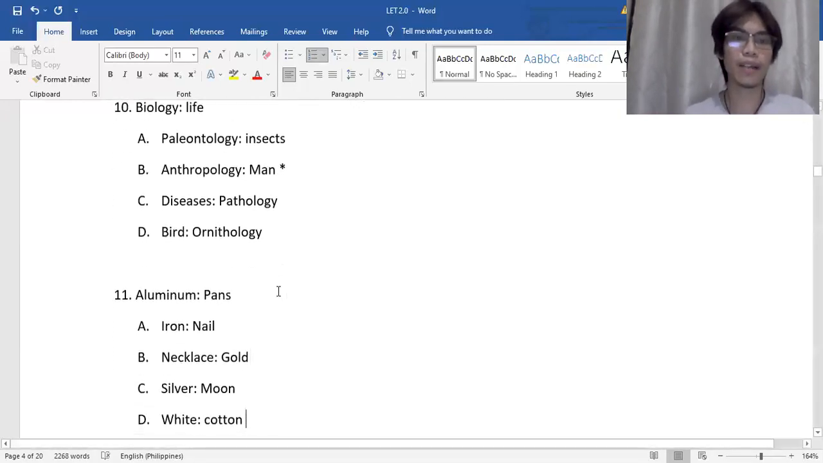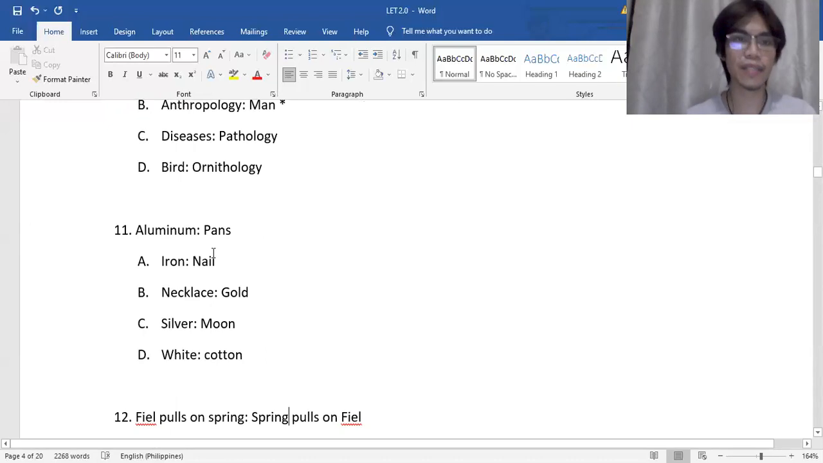Next one, aluminum is to pans. And then let's see, material, product. Material, product, material. Silver to moon, that's not going to confuse you. Next one, white is to cotton. So let's choose between A and B. Which one is correct? That is letter A, because it follows the same order as the stem. We have aluminum here and the pans. So iron is the material and the nail is the product.